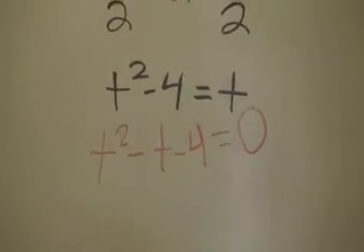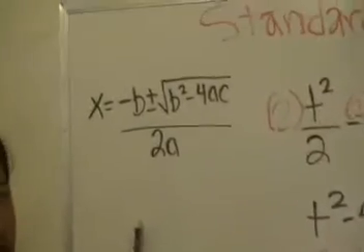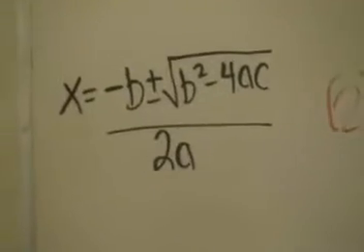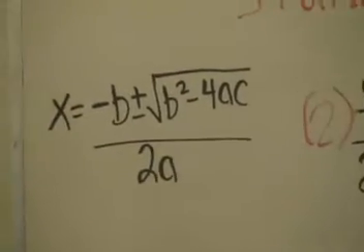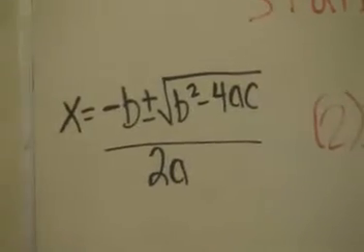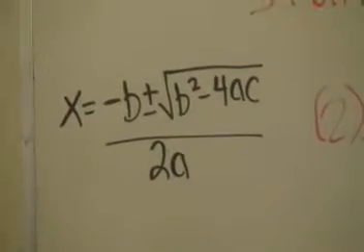Now you want to find the coefficients for this quadratic formula to be able to plug this in. So you need to find a, b, and c. And the quadratic formula is x is equal to negative b plus or minus the square root of b squared minus 4ac all over 2a.